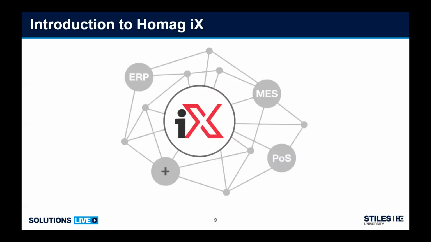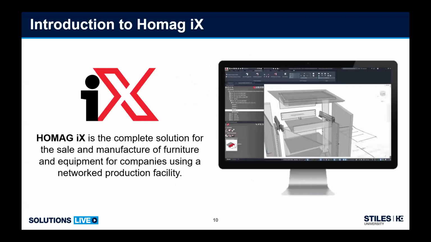So HOMAG now becomes the integrator of connections between other software such as an ERP system, a manufacturing execution system, and a point of sale system, thus becoming a complete solution for the sale and manufacture of furniture and equipment for companies using a network production facility.